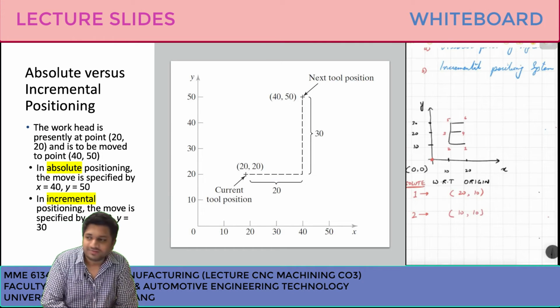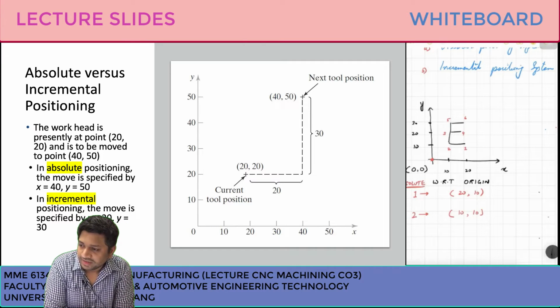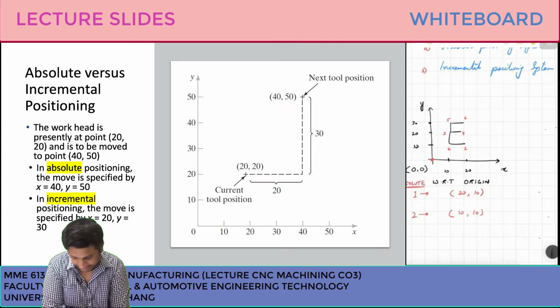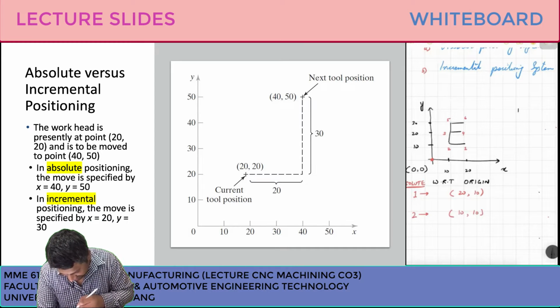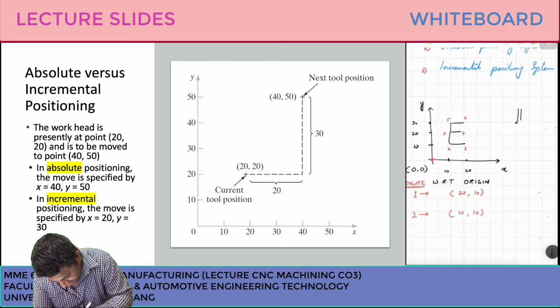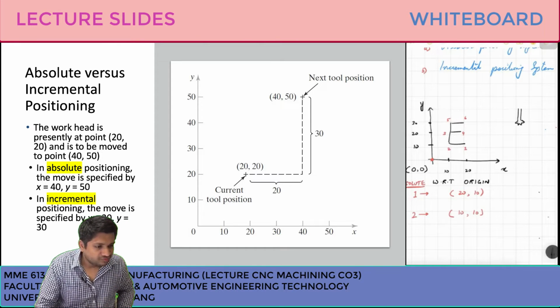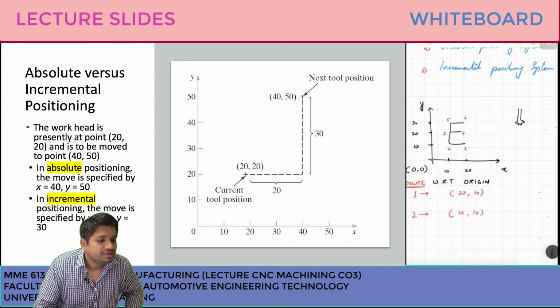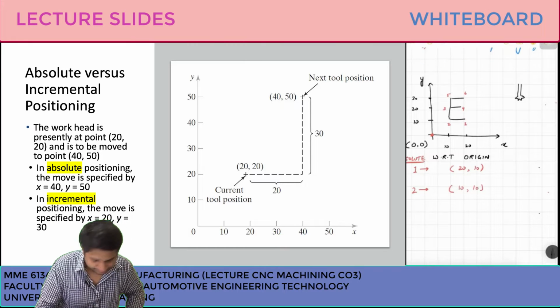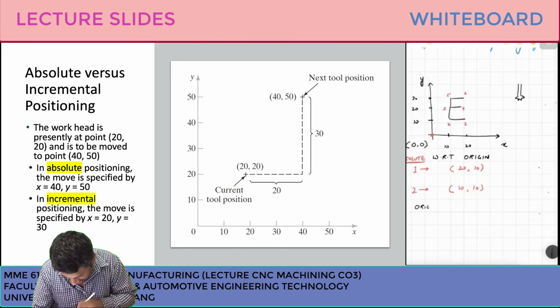Now you will have the question, what is the incremental positioning system? If I want my tool, let's say this is my tool, a very funny tool, to move to point 1 and then to point 2 in the incremental positioning system, then what will happen is that the origin shifts in the incremental system.